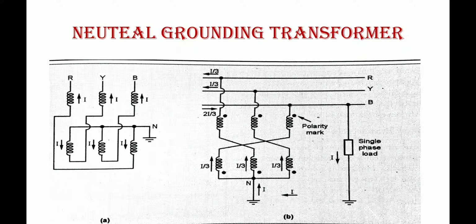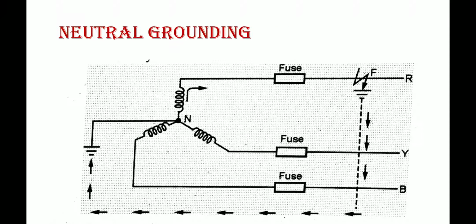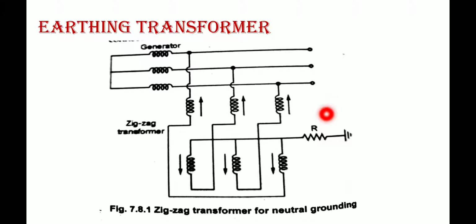Next thing, suppose a fault occurs on the system. Usually the impedance of this grounding transformer will be quite low. Whenever there is a line to earth fault, the fault current will be quite high. During this fault the fault current will be quite high, but the impedance of this grounding transformer is very low. Then how is the magnitude of this fault current going to be limited? By connecting one resistance in the neutral circuit. So this resistance will limit the fault current itself.